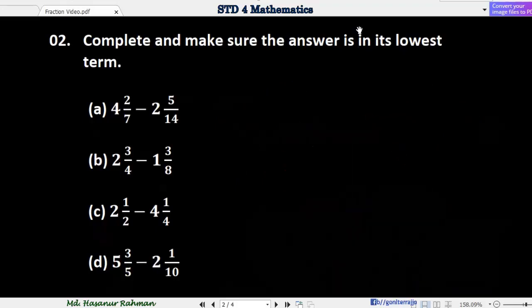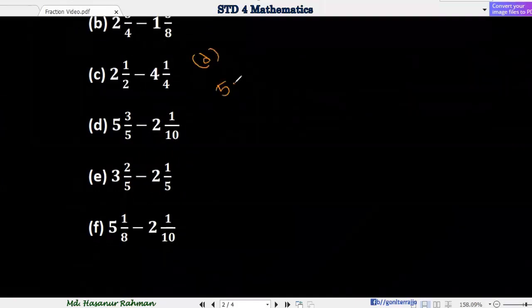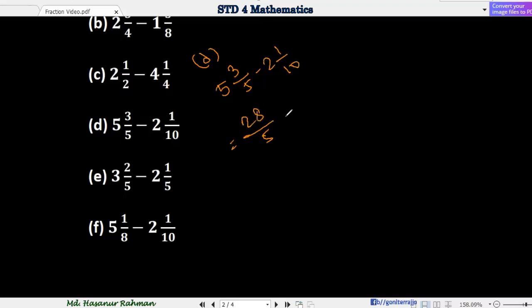Now, number D. Look at number D. Number D says 5 whole 3 by 5 minus 2 whole 1 by 10. So how can we solve it? 5 fives are 25 plus 3, that is 28, minus 10 multiplied by 2, 20 plus 1, that is 21. Next, we have to find out the LCM of 5 and 10, that should be 10. So 10 here, 10 here.